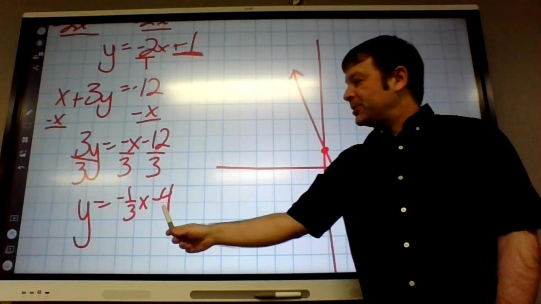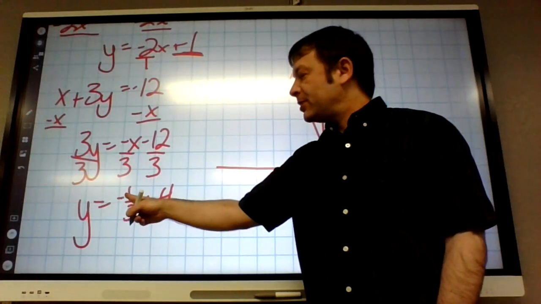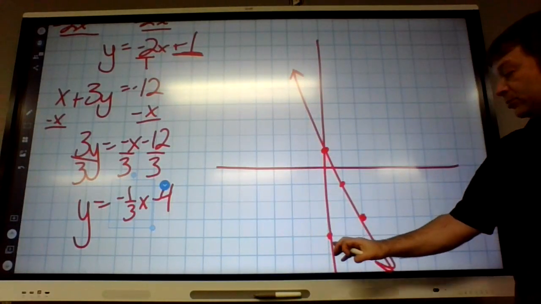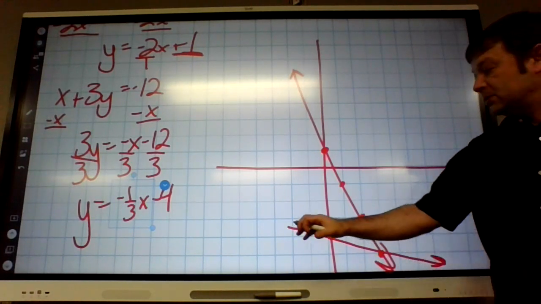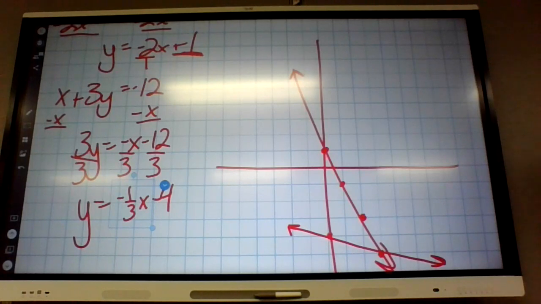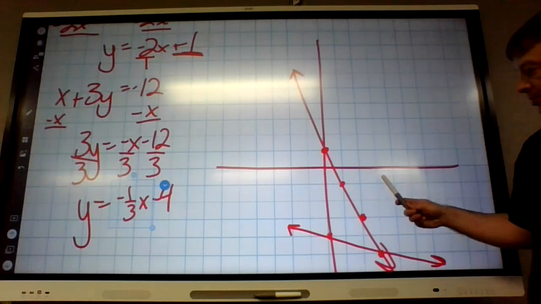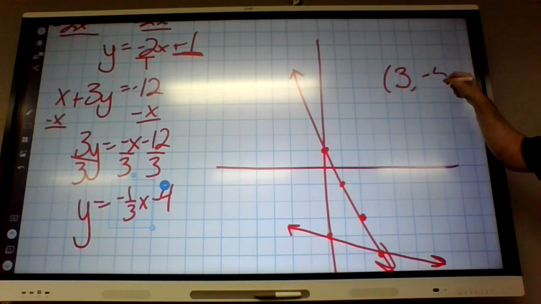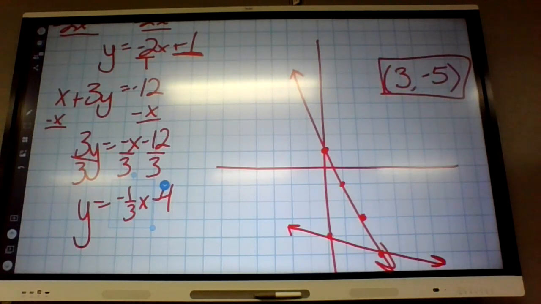Okay, the other equation, we're going to start down 4. 1, 2, 3, 4. And we're going to go negative 1 third, so we're going to go down 1, right 3. Down 1, right 3. That's where they meet. Okay, the answer, remember, was where they met. That was the common solution. So 1, 2, 3. 1, 2, 3, 4, 5. So positive 3, negative 5. Don't forget to put the answer. Check your answer by plugging in both of them, making sure it works.